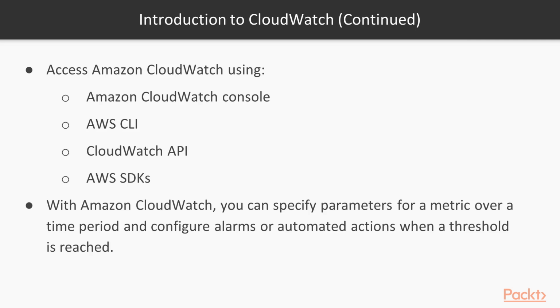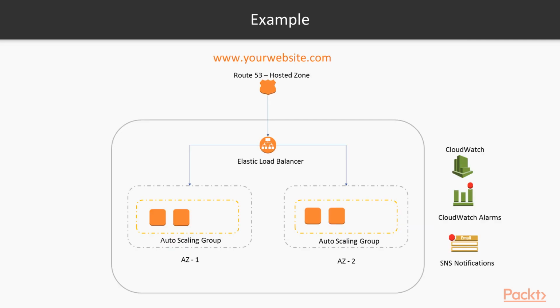And with Amazon CloudWatch, you can specify parameters for a metric over a time period and then configure alarms or automated actions when a threshold is reached. Okay, so we have an example here of a website that is being serviced by a fleet of EC2 instances across two availability zones. They're sitting behind an Elastic Load Balancer, and we're using Route 53 to route website requests. We've also configured CloudWatch with CloudWatch alarms so that you get alerted whenever a particular threshold has been met. And in order to send you those alerts, we're using SNS notifications.